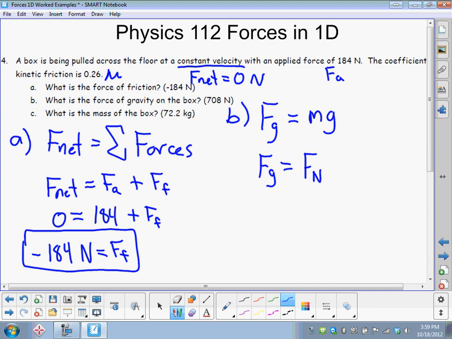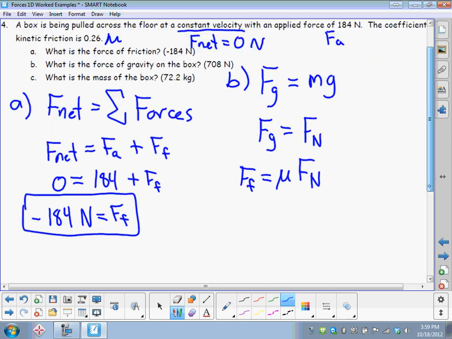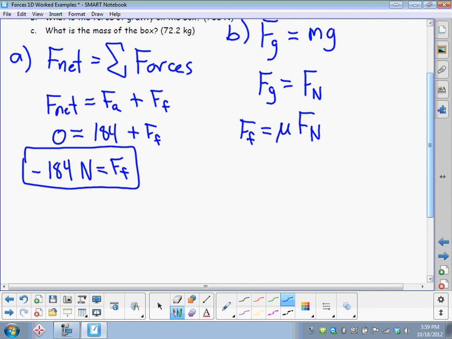Knowing that, this opens up another equation possibility, and that's this one. The force of friction equals mu times the normal force. So I know what mu is, 0.26. I calculate what the force of friction is, and the normal force is the force of gravity. So I have all the information I need to calculate this. So I'm just going to summarize everything that I just said with this equation. Force of friction equals the coefficient times the force of gravity. And I can figure out now the force of gravity.